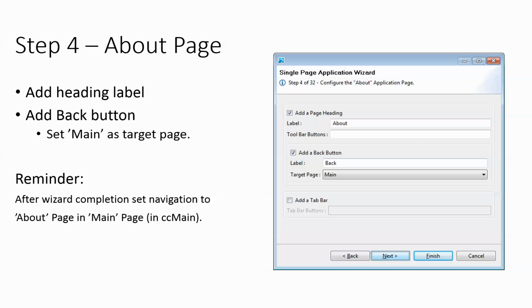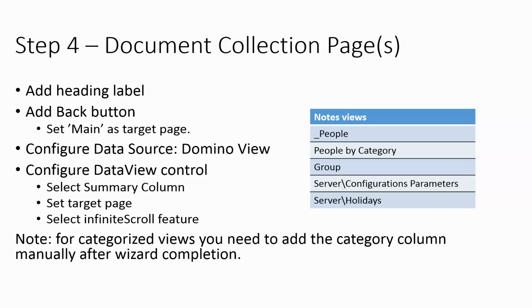The first page in step 4 is the about page. After completion we need to set routing to this about page from the main page. This is done in custom control CCMain and can be done via a simple action: move to application page under category mobile.